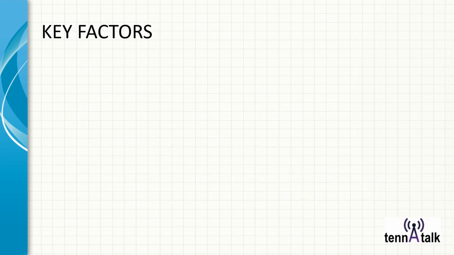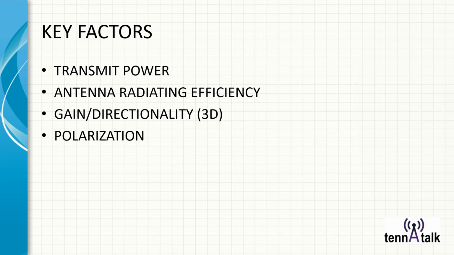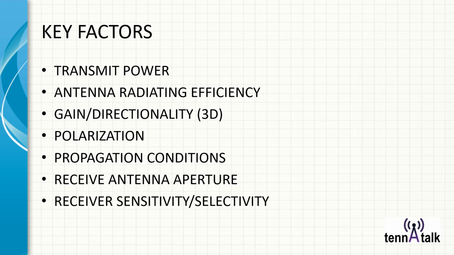So a few key factors to keep in mind are transmit power, antenna radiating efficiency, gain and directionality in 3 dimensions, polarization of the electric field. Remember, polarization is always the E field, not the magnetic or B field. Propagation conditions, receive antenna aperture, and receiver sensitivity and selectivity. That makes the complete trip and makes it all come together.